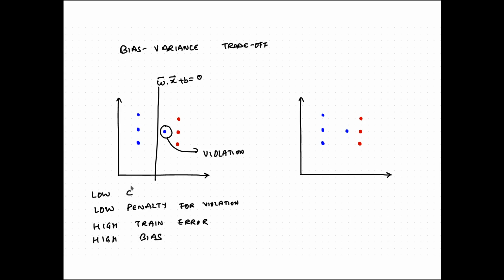So if C becomes too low, then this becomes wx plus b equal to 0, this would be wx plus b equal to -1, and this would be wx plus b equal to 1. We're essentially okay with missing out on a lot of violations.